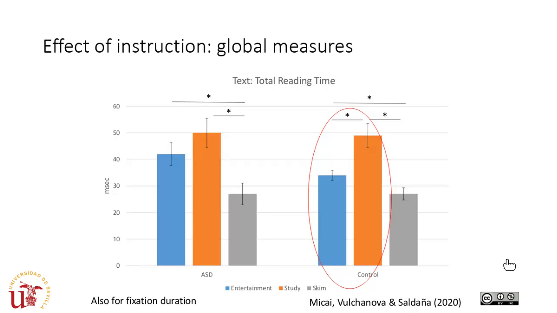And what we found, if we looked at the time they took to read each text, I'll show you over here, here we have the typically developing participants. So this is the time they took to read. And you can see here that what they took most time to read was when they were told to study.